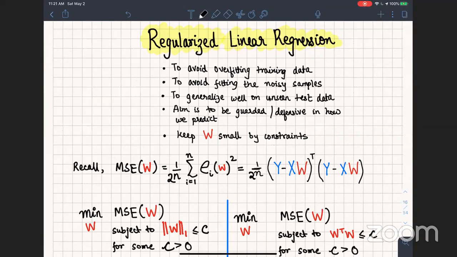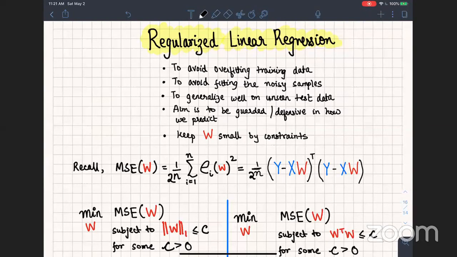So let's move on to linear regression, but now with regularization, because our idea is to do well on the unseen test samples. So what we have to do is avoid overfitting the training data, and in a way avoid fitting the noisy sampled data in your plot, right? The goal is to generalize well on unseen test data. And the idea here is to play defensively. We are not going to be very strict in making sure that every training point is fitted, because that is bad for unseen test samples.